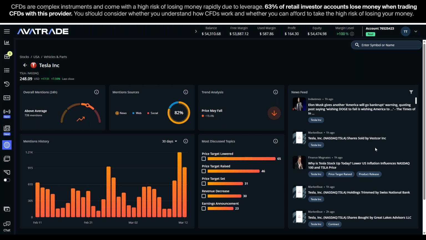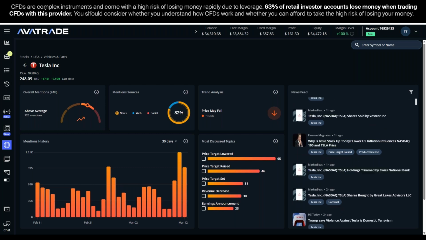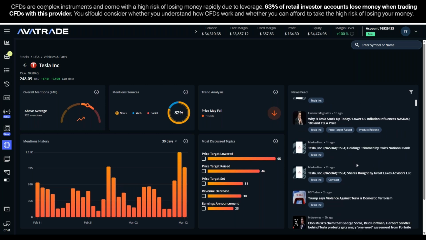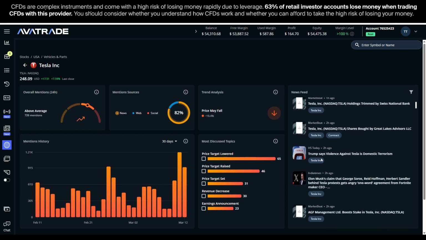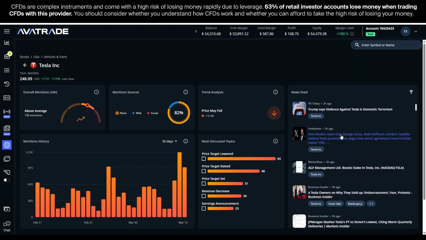Now, we can read the headlines here to read about what is going on. And so here's an article. Trump says violence against Tesla is domestic terrorism. I think they're labeling it that because they're going to go after these folks to arrest them. Elon Musk claims that George Soros, Reid Hoffman, Herbert Sandler are behind the Tesla protests, gets angry one-word agreement from Fortnite maker CEO. So you can read these articles.